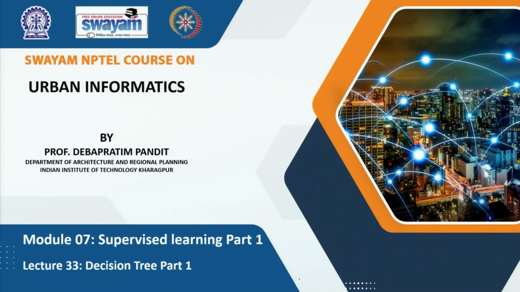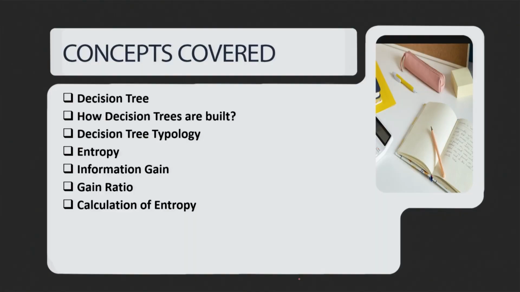Welcome back. In lecture 33, we will talk about decision trees, and this is a three-part lecture. So the different concepts that we will cover in this particular lecture will be on decision tree, how decision trees are built, decision tree typology, entropy. Then we will talk about the concept of information gain ratio, and then calculation of entropy.